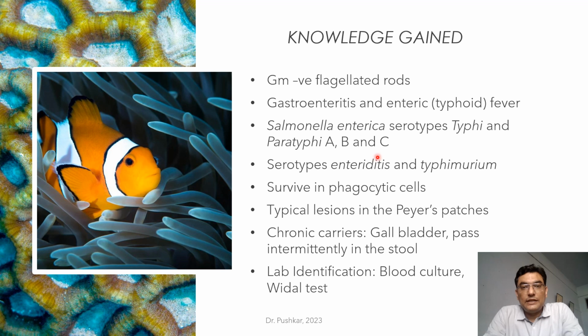So what knowledge did we gain today? We know now that Salmonella is a gram-negative flagellated rod, and it may cause gastroenteritis and typhoid fever. Gastroenteritis is caused by enteritidis and typhimurium, while typhoid is caused by the serotypes typhi and paratyphi A, B, and C. They survive in phagocytic cells such as macrophages or dendritic cells. They may cause typical lesions in Peyer's patches where they may ulcerate and may cause peritonitis.